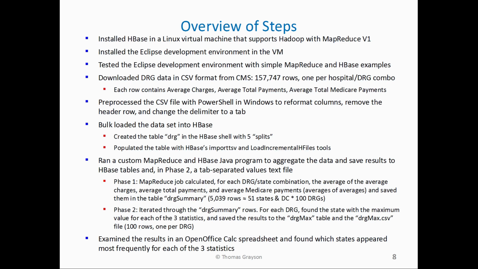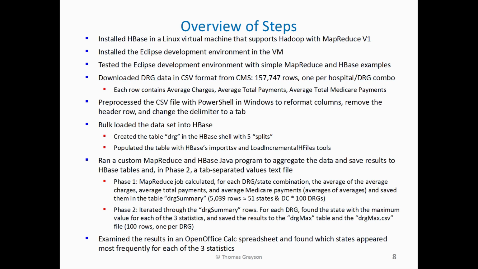I pre-processed the CSV file in PowerShell to reformat the columns, remove the header row, and change the delimiter to a tab. I bulk loaded the dataset into HBase. I created the table DRG with 5 splits. Normally, when you load data into HBase row by row, HBase takes care of splitting it for you. But in this case, you need to anticipate the splits in advance. And then I populated the table with HBase's import TSV and load incremental HFiles tools.